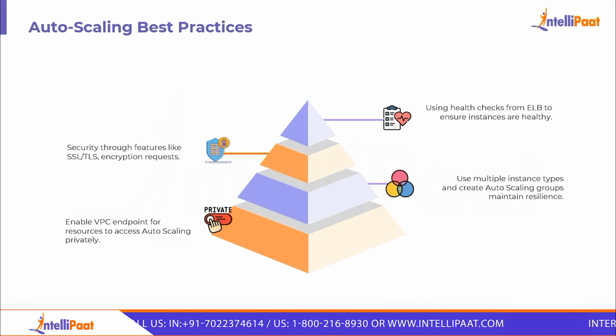Health checks are again the heartbeat. Utilizing ELB for health checks helps guarantee that only healthy instances are in service. This proactive monitoring ensures that traffic is directed to the best performing resources. Lastly, diversification is key. Use multiple instance types and create autoscaling groups to maintain resilience. The variety helps in cushioning your system against instance-specific issues and keeping your application reliable and robust.